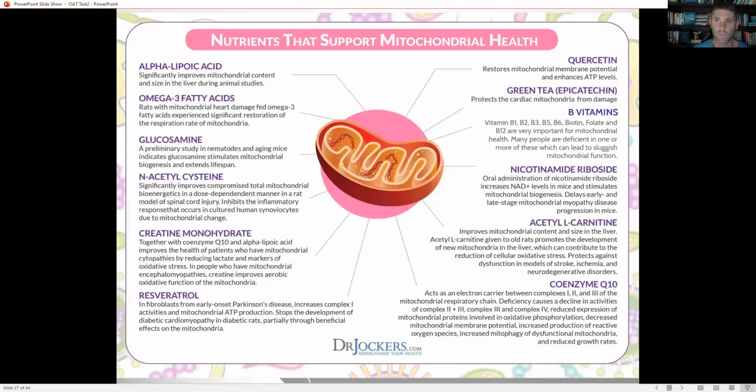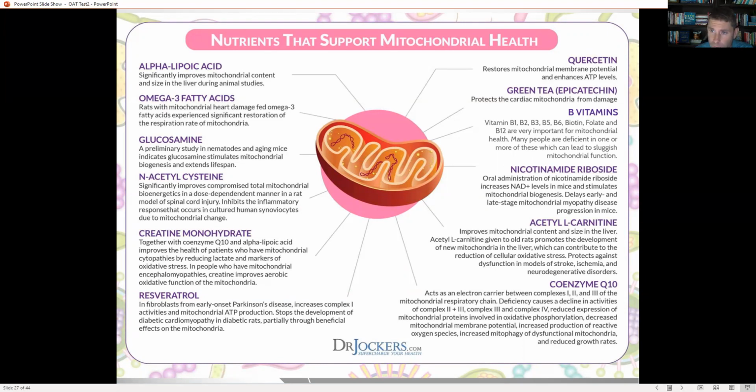Now, key nutrients that support mitochondrial health: alpha lipoic acid, omega-3 fats, glucosamine, N-acetylcysteine. We talked about that earlier. N-acetylcysteine is really a key precursor to boost up glutathione. Creatine monohydrate, right? A lot of athletes use this for muscle growth and energy. It's very important for mitochondrial function. Resveratrol, a really powerful antioxidant that supports mitochondrial function. Quercetin, green tea, different B vitamins.